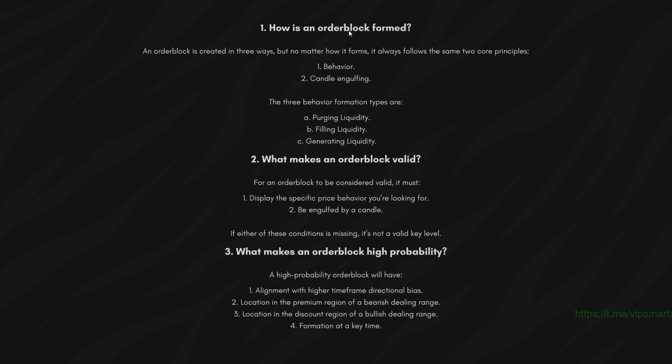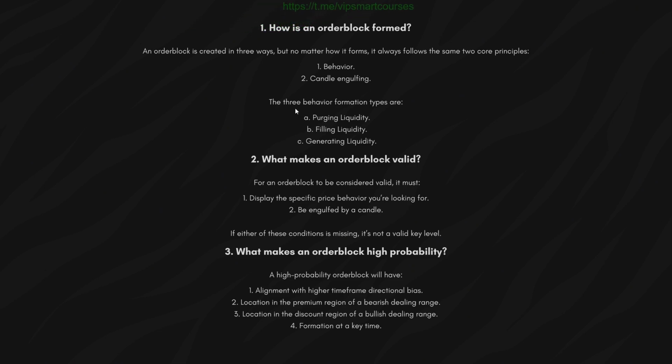First of all, let's break down how an order block is formed. Now, an order block is created in one of three ways, but regardless of which one it is, there are always two non-negotiable elements it must have. Number one, a specific type of behavior a candle or a group of candles must have. And number two, a candle engulfing that candle or that group of candles that had that behavior. Okay, that's basically the core structure.